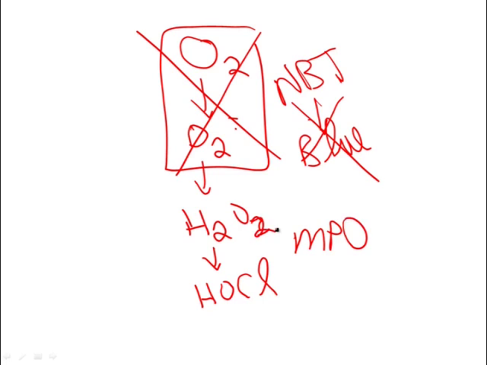MPO can be defective as well. And if MPO is defective, that's called an MPO deficiency. And again, patients will not be able to produce bleach. So in MPO or myeloperoxidase deficiency, the interesting thing is that the vast majority of patients are actually asymptomatic. So in real life, if you were to ever see such a patient, which is very rare, they would be asymptomatic most likely.